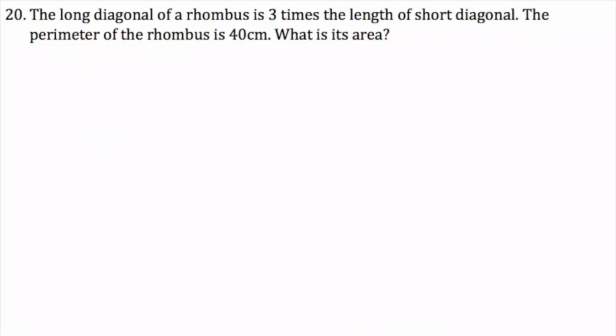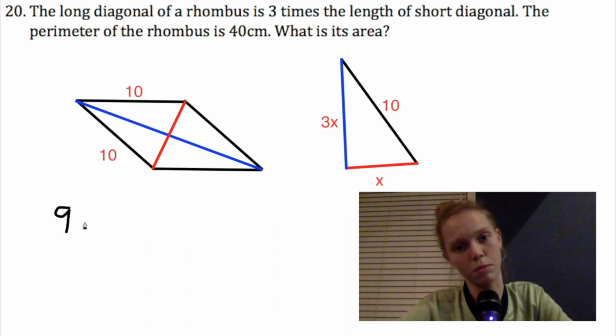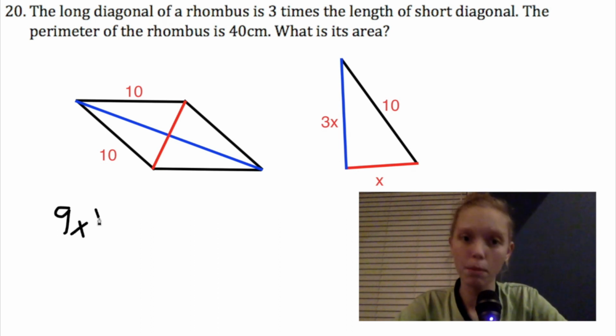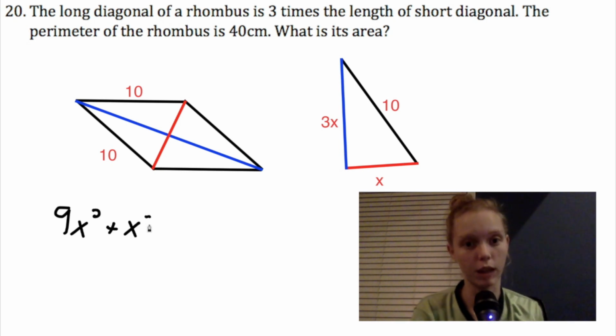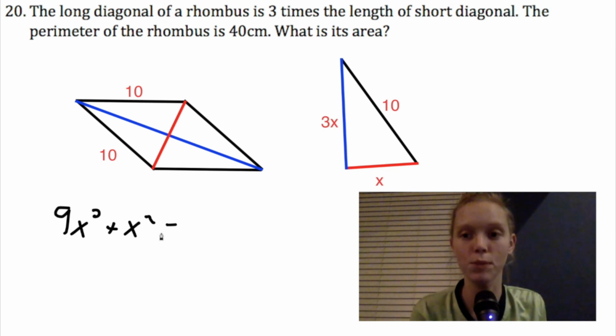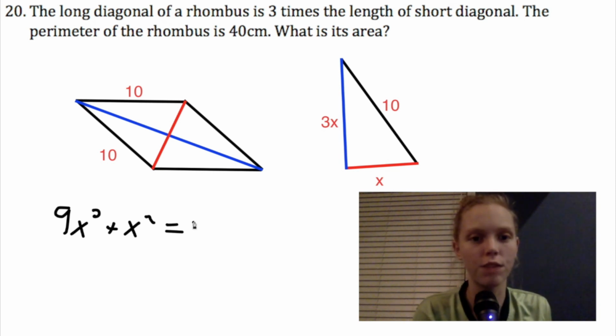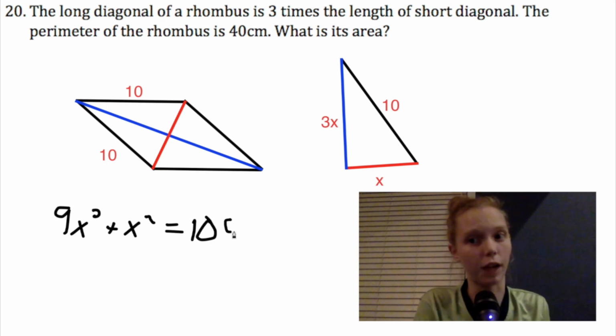Problem number 20. The long diagonal of a rhombus is 3 times the length of the short diagonal. The perimeter of the rhombus is 40 centimeters. What is its area? So let's take a look at this rhombus. We're going to look at 1/4 of the rhombus. So we know that 9x squared plus x squared equals 100 by the Pythagorean theorem, and x is going to represent half of the length of the smaller diagonal, and obviously the longer diagonal will be 6x.